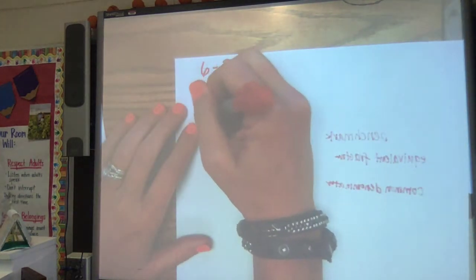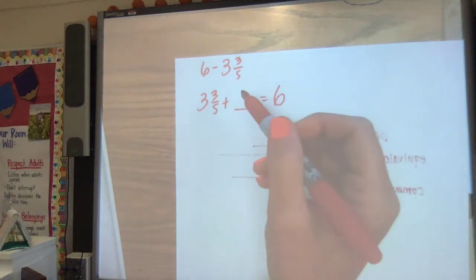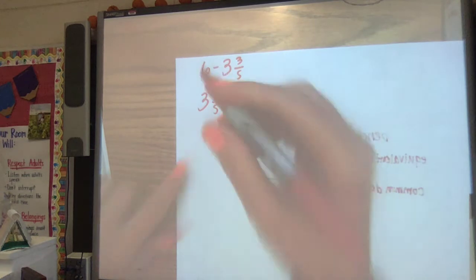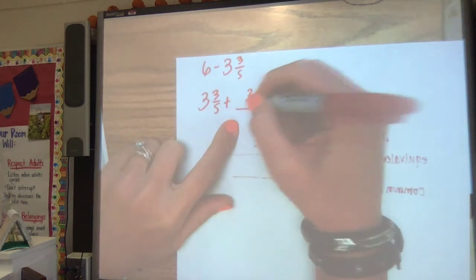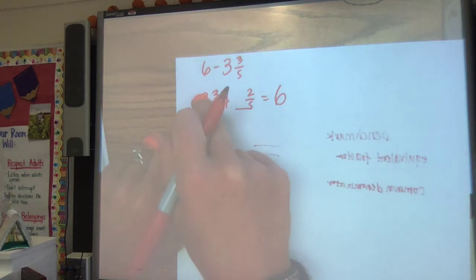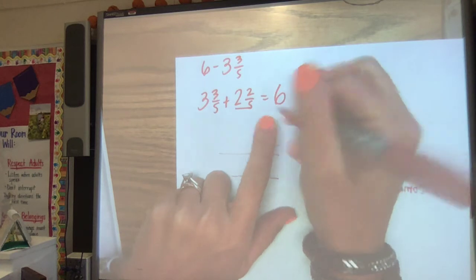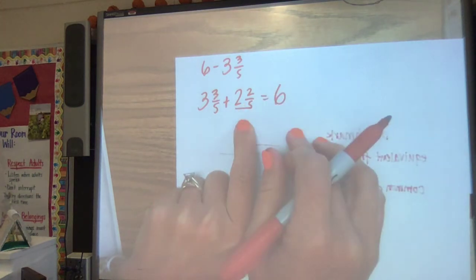You might, because we know 3 3/5 plus something has to equal 6. Some of you might work backwards this way and say, okay, if I add 2/5, that would give me a whole. That would give me 4. And then I would just need 2 more to make it equal 6. So that's one way we can think about it.